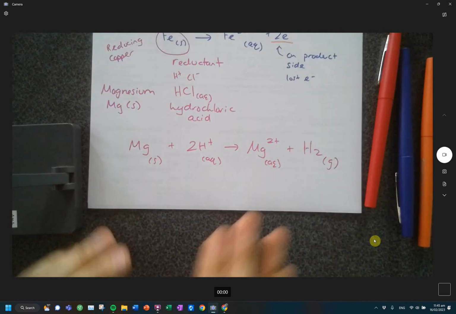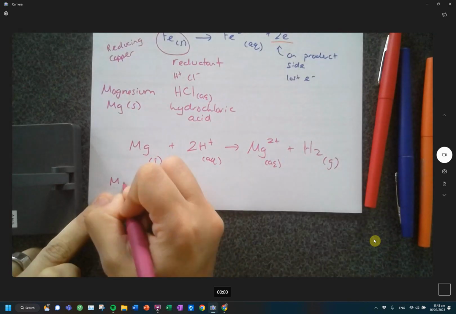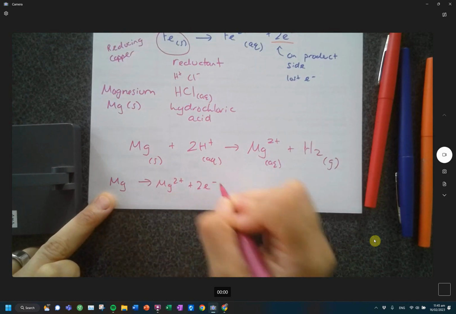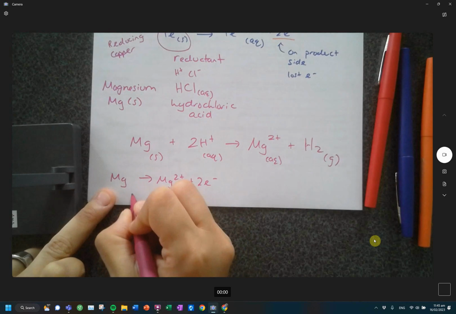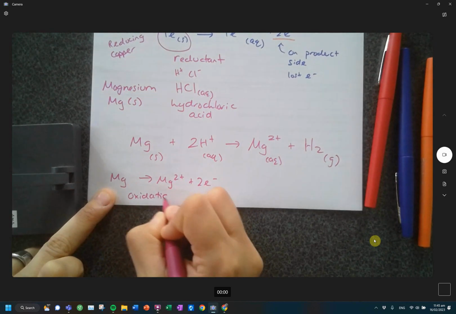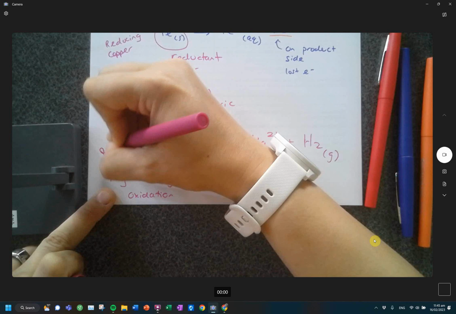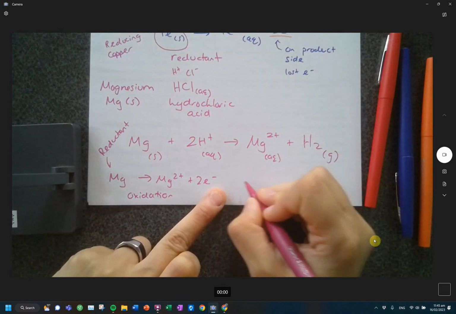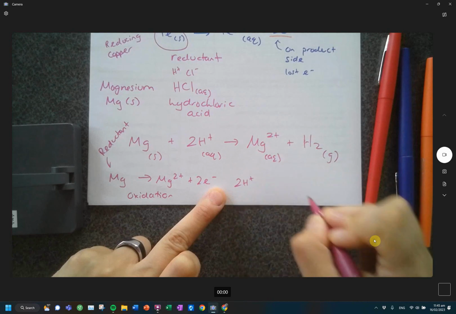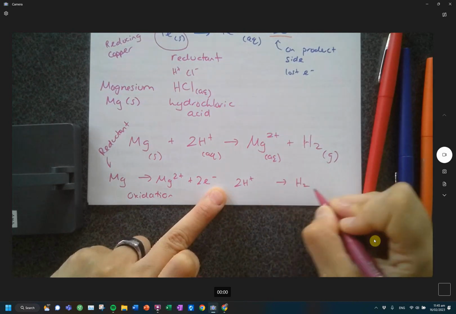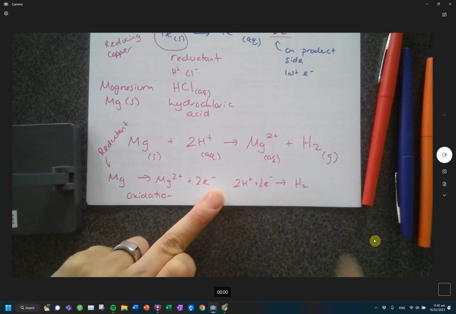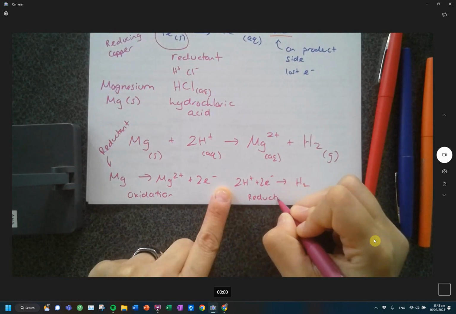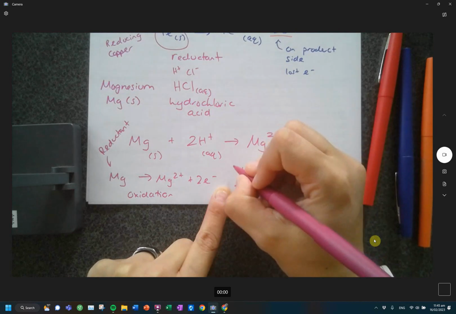I'm running out of paper, but I want to put it all on one page. Okay. Mg becomes Mg2+, and you should have 2 electrons on that side. It has lost electrons, so this is your oxidation reaction. And that's your reductant. All right, hydrogen. 2H+ becoming H2. It has gained 2 electrons, so that way it doesn't have that charge anymore. This is the reduction reaction. And that makes the hydrogen ion the oxidant.